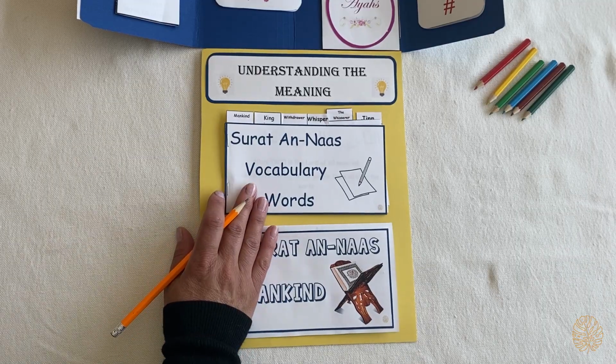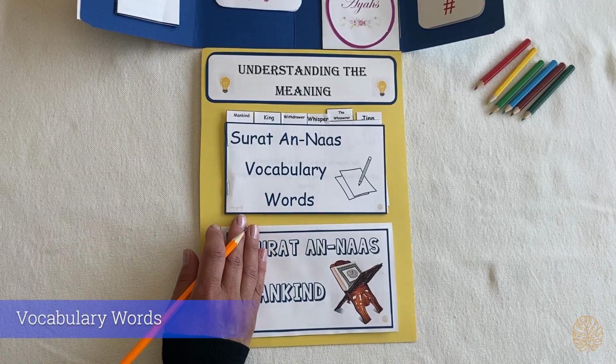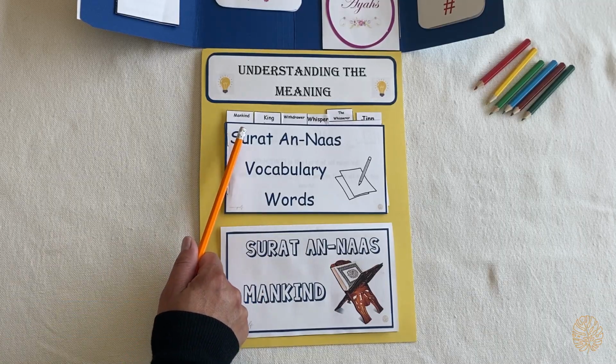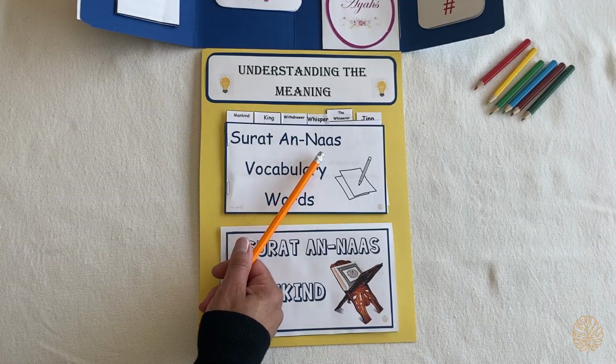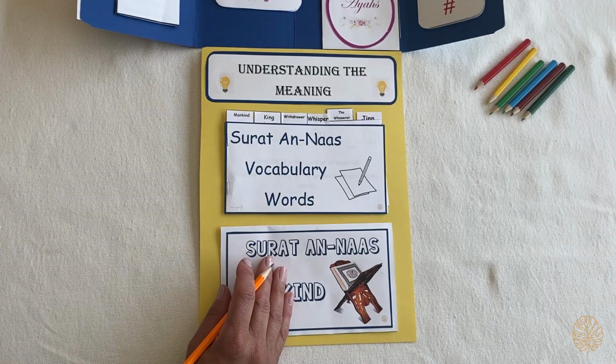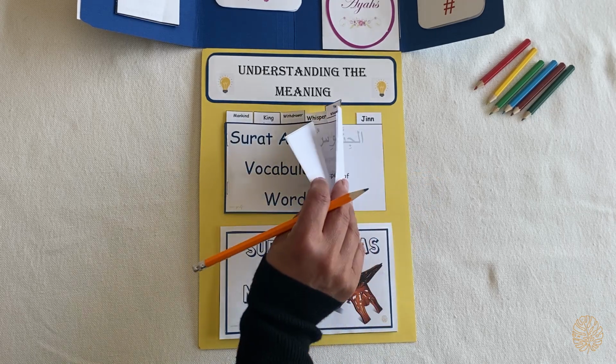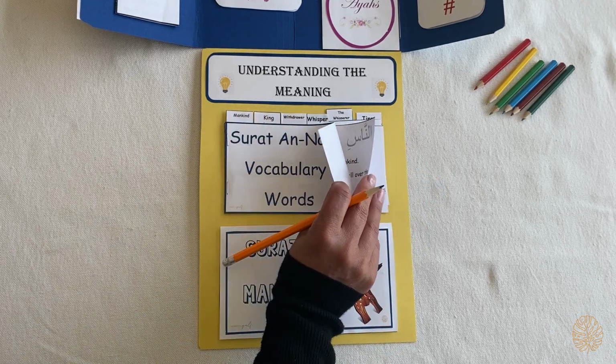The second step is learning a few important vocabulary words. This really helps children feel more familiar with the surah. For example, what does An-Naas mean? The whisper, what does it mean to whisper? When children recognize these words while reciting, the surah starts to feel more meaningful to them. And even learning a few words can make a big difference over time.